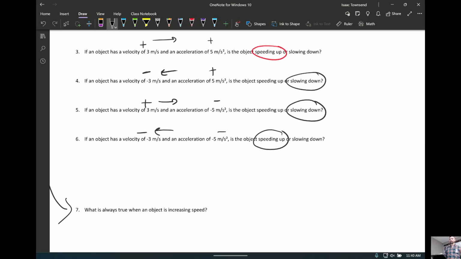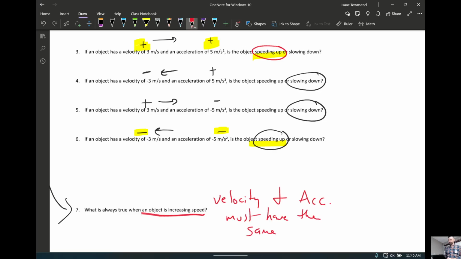But there's a pattern here. If you're going to the right and your rate of change is increasing to the right, you're speeding up. But also you could be going to the left and your rate of change could be increasing to the left and still be speeding up. So basically, the way you want to summarize it is if an object is increasing in speed, velocity and acceleration must have the same sign.